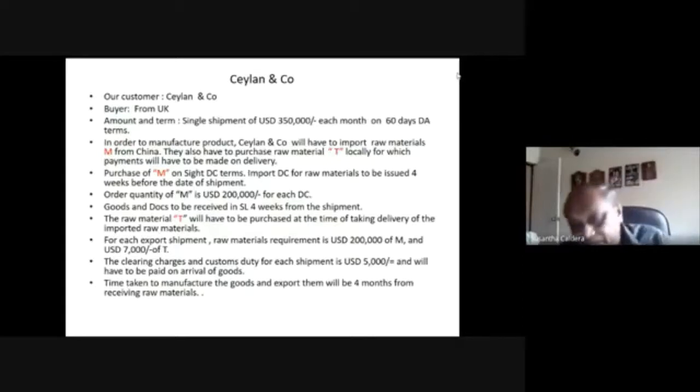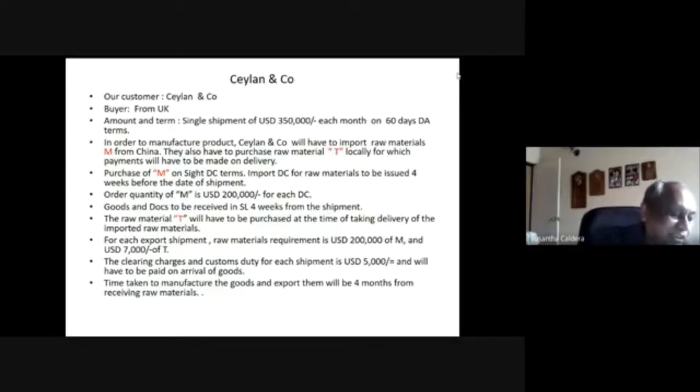Right? Don't think about additional ones. It is given that the time taken to manufacture the goods and export them will be 4 months from receiving raw materials. Directly 4 months, right? So don't think about additional things, right? Okay. Then third, that is to settle the bills.